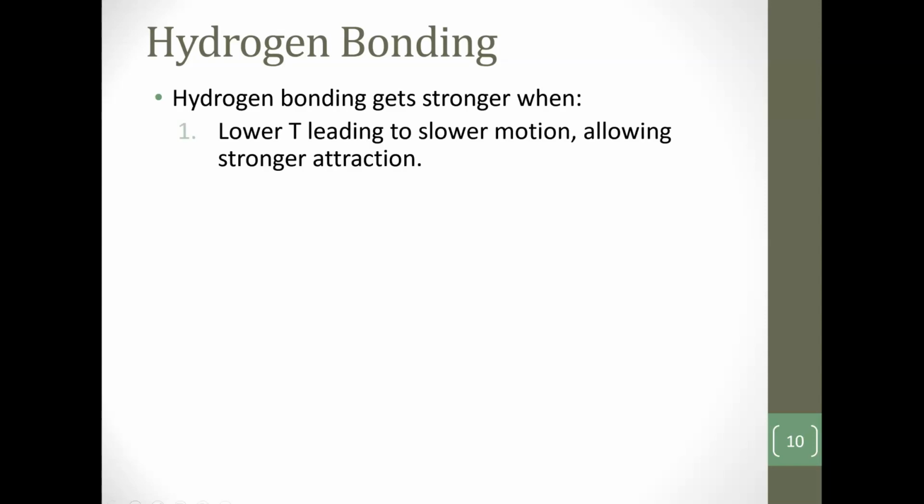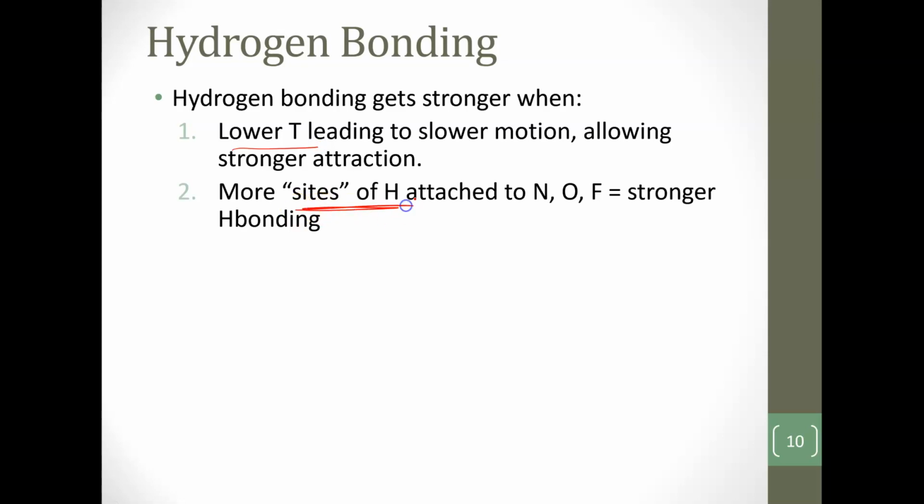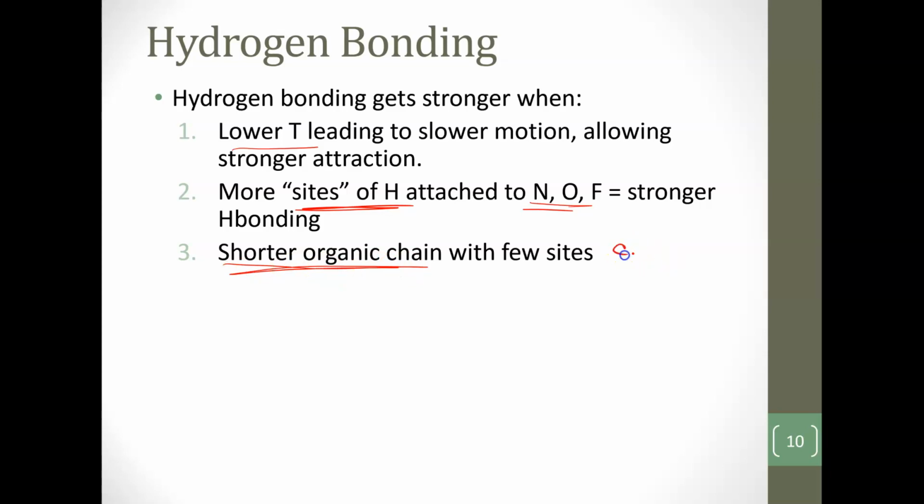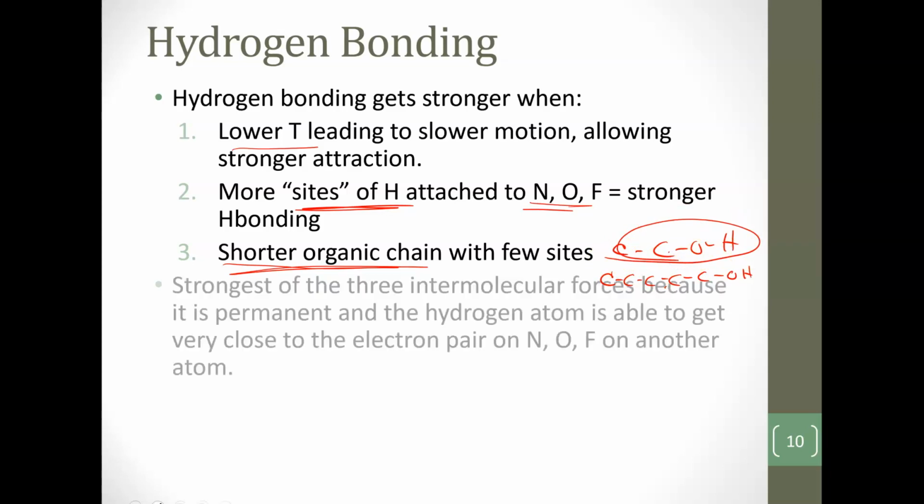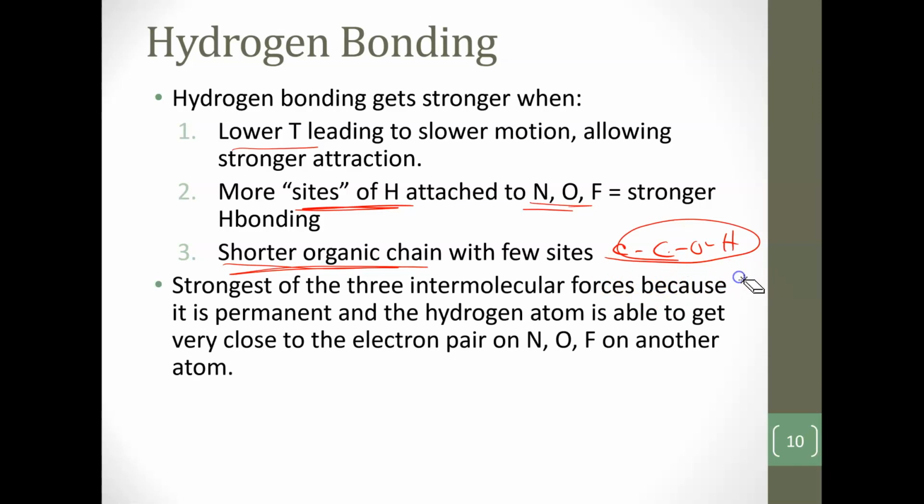So hydrogen bonding gets stronger when you have lower temperature, allowing stronger attraction. If you have more hydrogen bonding sites, meaning more places for them to attract, it gets stronger in terms of the hydrogen bonding, even more of them. If you have organic compounds, so an organic chain is something like carbon, carbon, OH. That's a short chain. If I had something like carbon, carbon, carbon, carbon, carbon, OH, that's a longer chain. The smaller the chain, the stronger the force, because the organic chain of it doesn't do anything for hydrogen bonding.